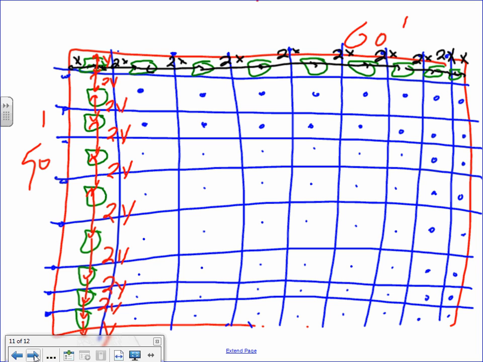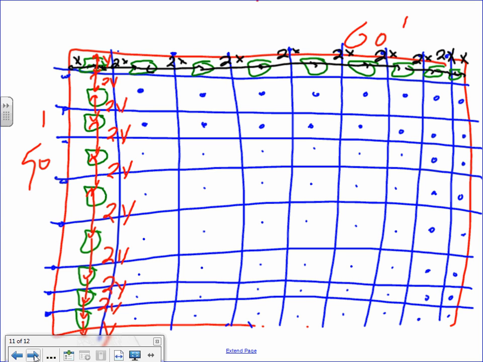Okay? So here's how I put x here: x, 2x, 2x, 2x, 2x, 2x, 2x, 2x, 2x, x. The same thing here: y, 2y, 2y, 2y, 2y, all the way to another y at the bottom. But I need to find y and x so I can center my fixtures. Here's the easiest way to do it.